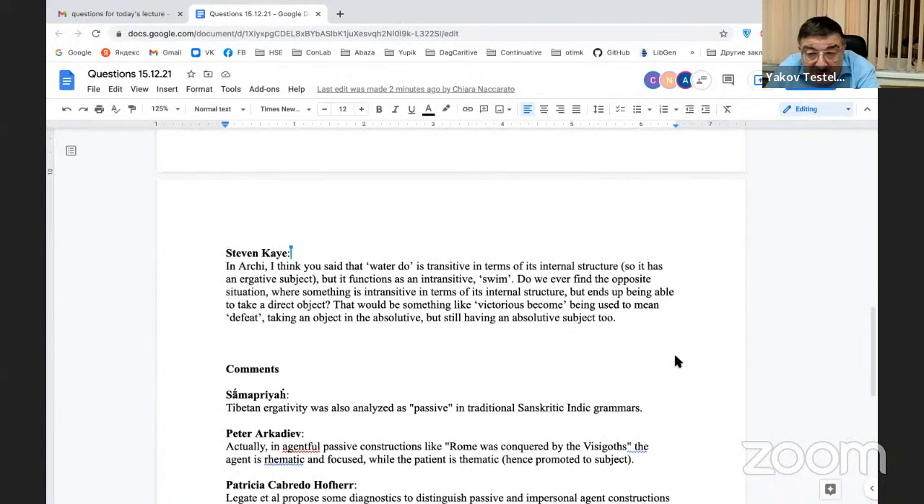In Archi, I think you said that what I do is transitive in terms of its internal structure, so it has a transitive subject, but it functions as intransitive. Do we ever find the opposite situation, where something is intransitive in terms of internal structure, but ends up being able to take direct objects? I don't know such cases, like verbs meaning 'to be victorious' being used to mean 'defeat', because in East Caucasian, direct objects usually presuppose significant involvement. In most cases, they presuppose significant involvement of something. Someone who is defeated is usually marked by a locative. I don't know such cases, really.